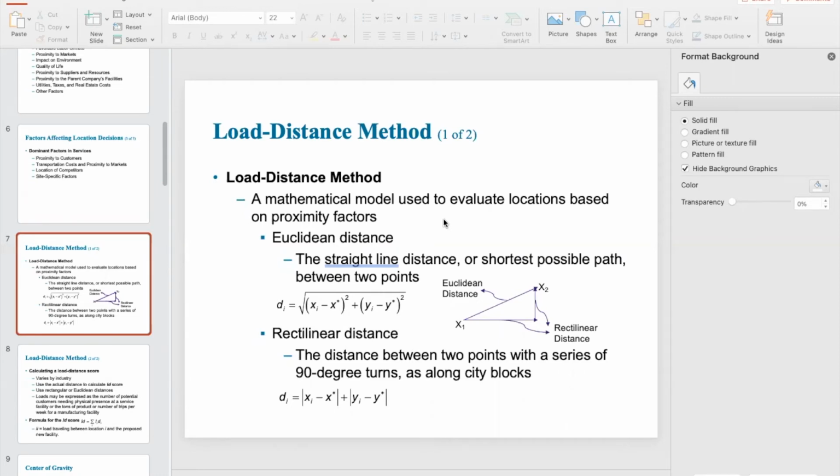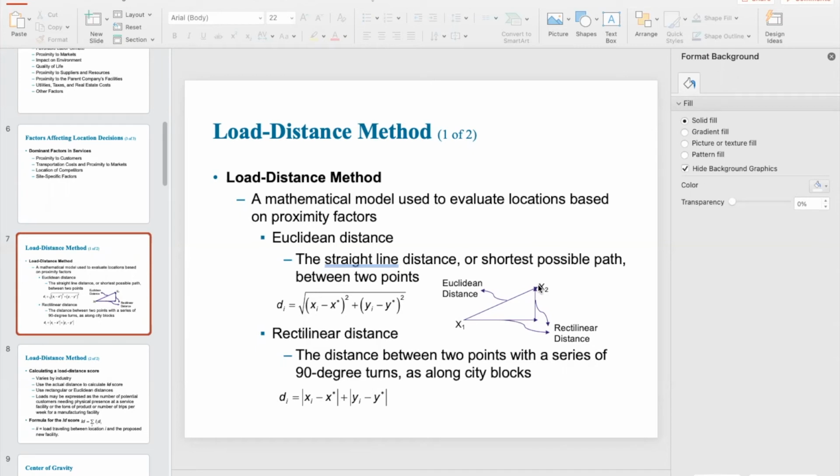Okay. What is the key difference here between Euclidean distance and the rectilinear distance? Very simple. The Euclidean distance basically is the straight line distance, or we call it the shortest passable path between 2 points. Suppose here you see x1, x2 are 2 different places. The Euclidean distance basically is the straight line distance between these 2 points.